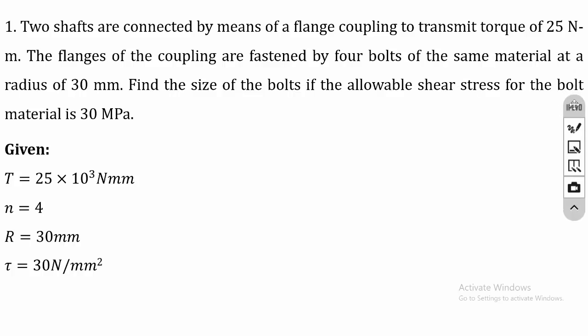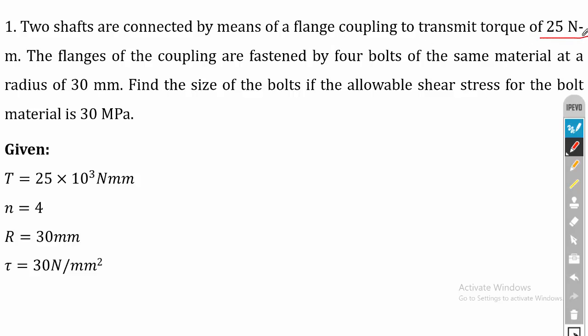So I'll finish this lecture with a simple problem. It's actually a 2-mark problem. Two shafts are connected by means of a flange coupling to transmit a torque of 25 Newton meters. So the torque is given, which means the bolt is subjected to shear stress. The flanges of the coupling are fastened by 4 bolts, N is equal to 4, of the same material at a radius of 30 mm. So the bolt circle radius is given as 30 mm. Find the size of the bolts if the allowable shear stress of the bolt material is 30 megapascal. So tau is equal to 30 megapascal.